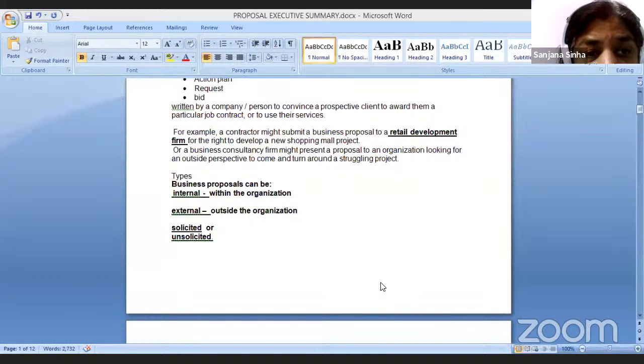For example, if there's a vacancy in a company, और वो company advertise करती है किसी post को. So this is solicited, means पहल किया जा रहा है, मांगा जा रहा है. Vacancy है, need है, and they have advertised the post. So this is called solicited.